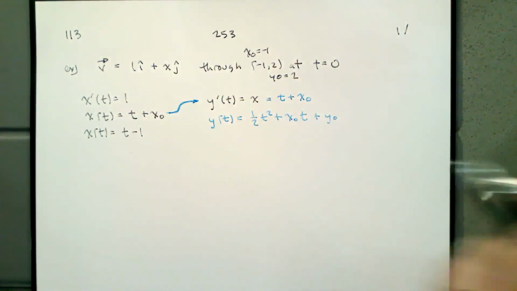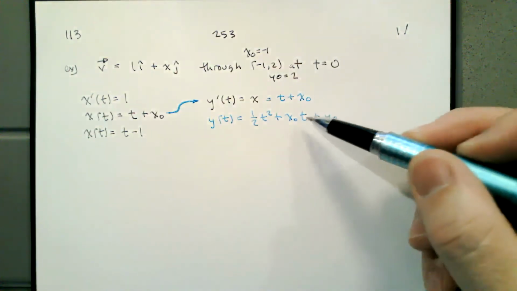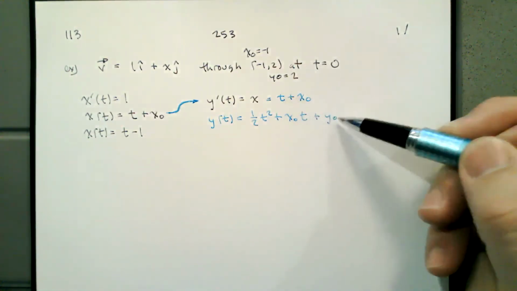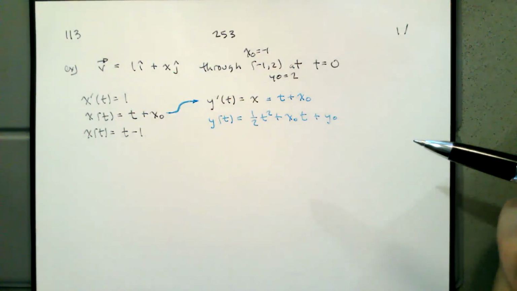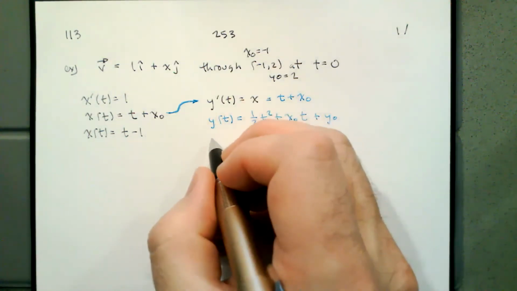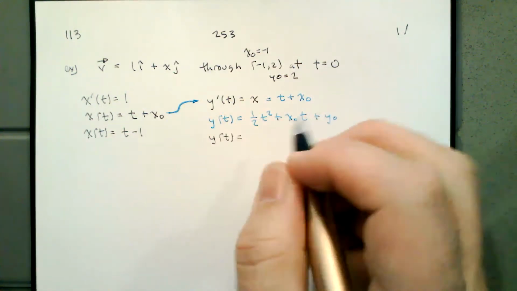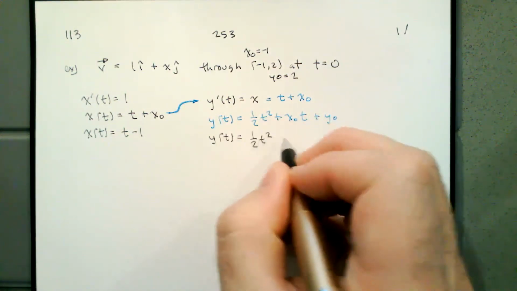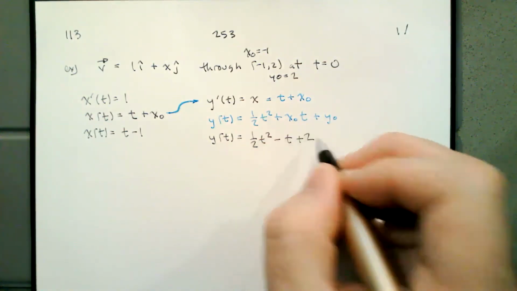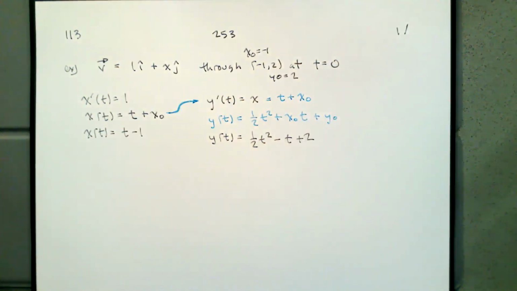And in this case, we know x naught. I guess I could have started with t minus 1, but here we are. We have x naught being multiplied by the t, and y naught is y when t is equal to 0. And we have those values. So our y of t is going to be a 1/2 t squared minus t plus 2. So just like we suspected, we have a parabola. X is t minus 1 and y is 1/2 t squared minus t plus 2. This is a parameterization of the parabola.